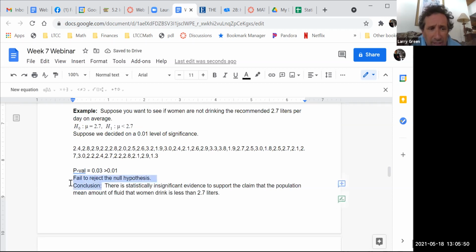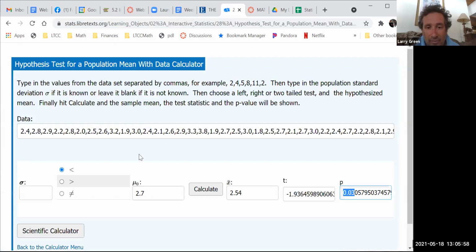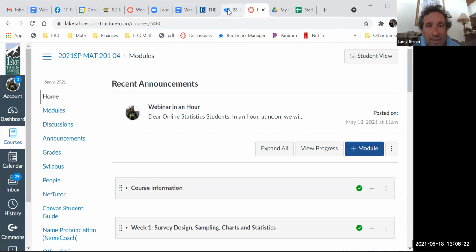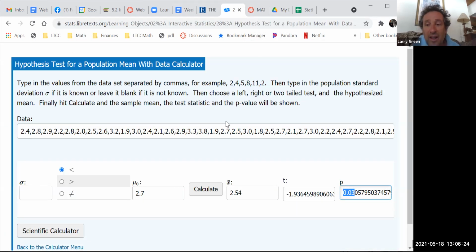Any questions on the conclusion? Or any questions on how I use this calculator? It's pretty simple. Put in the data separated by commas, choose your less than, greater than, or not equal to. The first one's called a left tail, second is right, third is two-tailed. And hit calculate. Put your mu naught in and hit calculate. Okay, now that we have that, let me do one more example, because I do want to talk about the project. So I want to make sure I get to that.